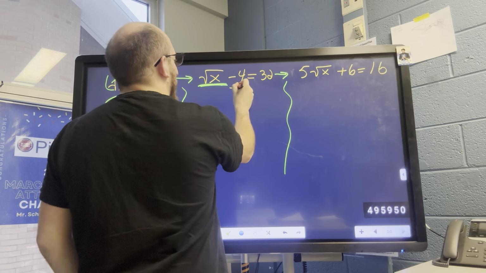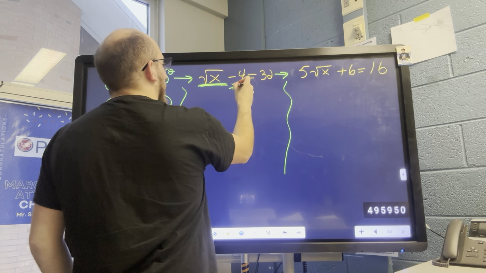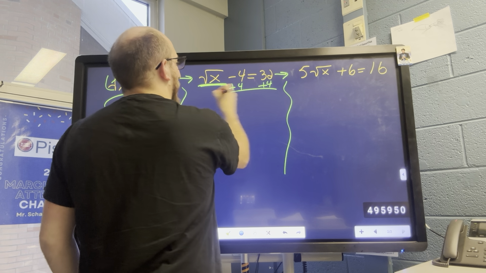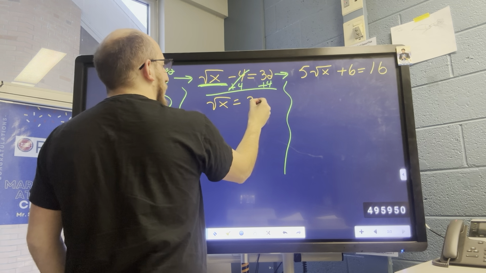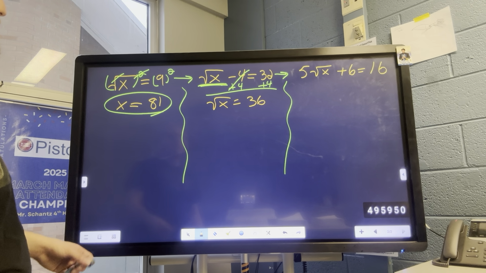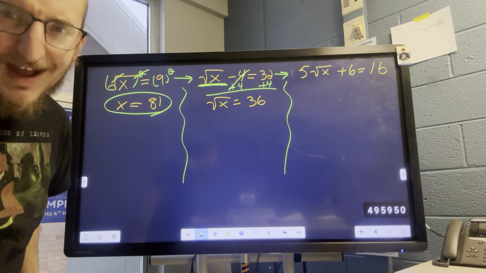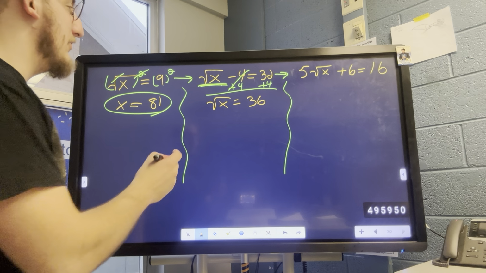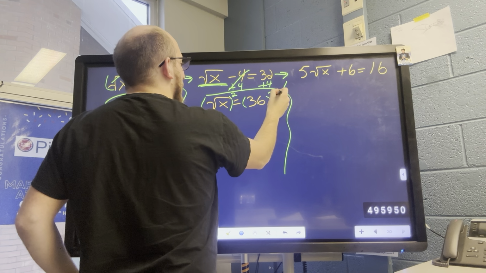How do you get rid of -4? Why don't we add 4 to both sides, right? Add 4, add 4. So now we get the square root of x equals 36. Boy, I made this problem really big. I did it backwards. It doesn't matter. The math still works out the same. And how do we get rid of the square root sign? You've got to square it.